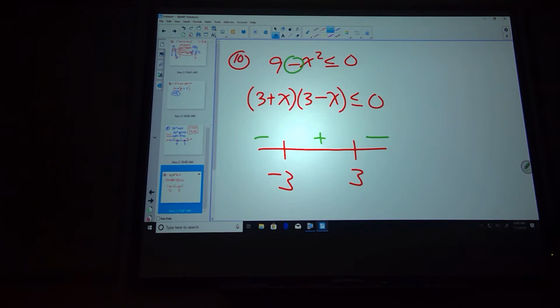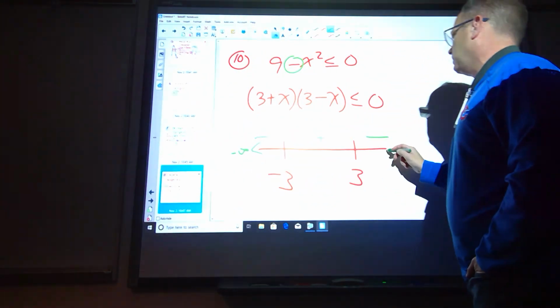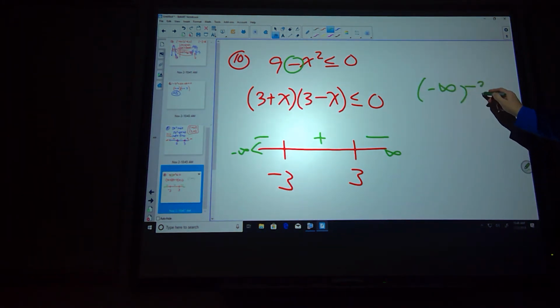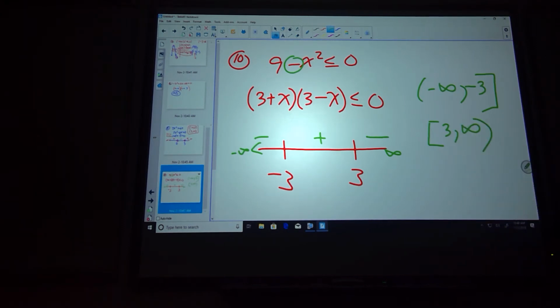I want values less than 0, so I want my negative values. You have to remember that that's a negative and positive. So negative infinity to negative 3, square bracket. Why is it a square bracket, not rounded? Because there's an equal sign. And then from 3, square bracket, to infinity. And there's our answer.